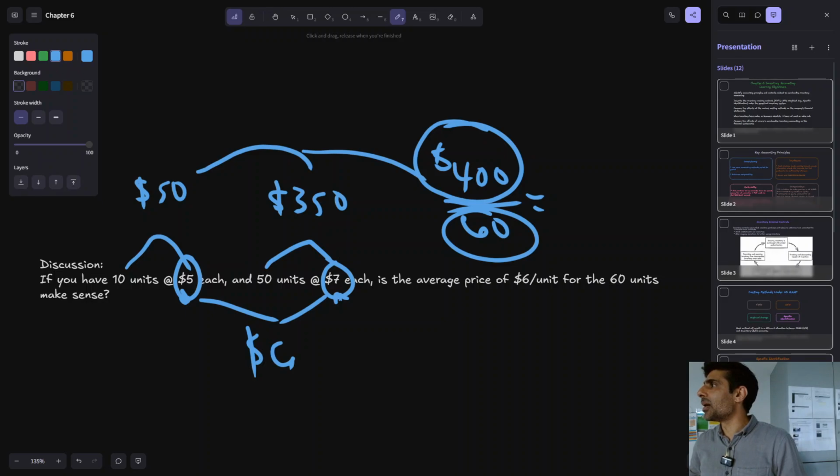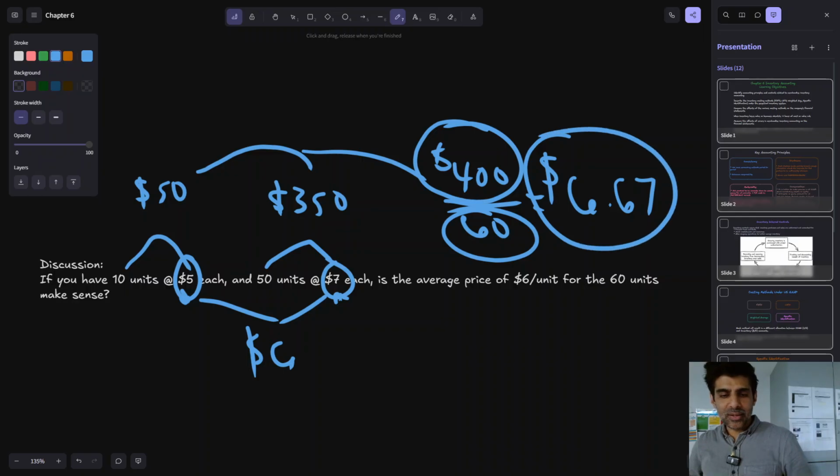Okay, so what is this? Does anyone want to help me with the math? 6.66? 6.67? Okay, and as we estimated, it's closer to 7 because there are more $7 units. Okay, so this is the amount we'll use in weighted average to calculate our cost of goods sold. And we're only going to update this when we buy new inventory at a new cost, because that will change the weighted average. But until then, for these 60 units, we can represent the value of them with one price.